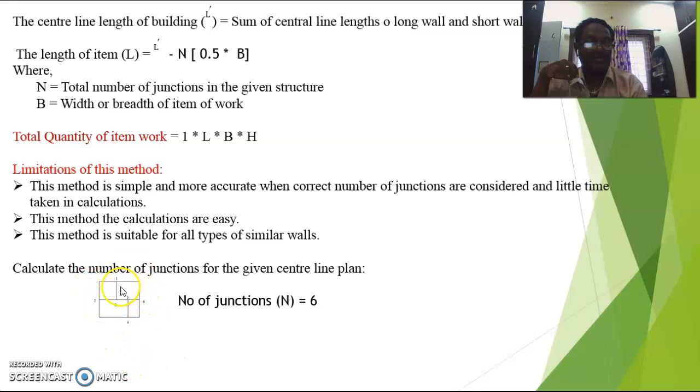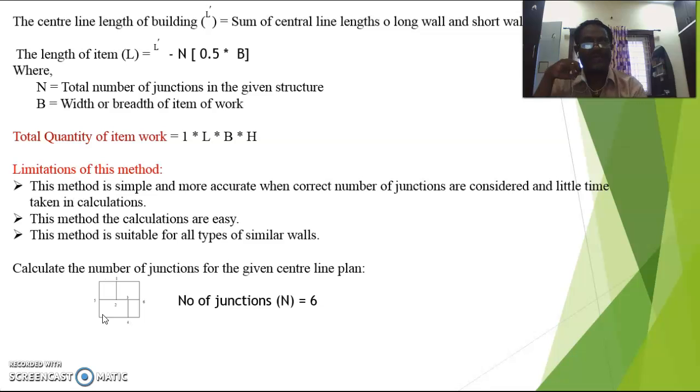But here the rooms are dissimilar, that means they project in a staggered way. Here is 1, 2, 3, 4, 5, 6. How many T's are there? 1, 2, 3, 4, 5, 6. So the total number of T's is 6. 6 into 1 is 6. You get the total number of junctions as 6. This is a corner, this is a corner, this is a corner, this is a corner.